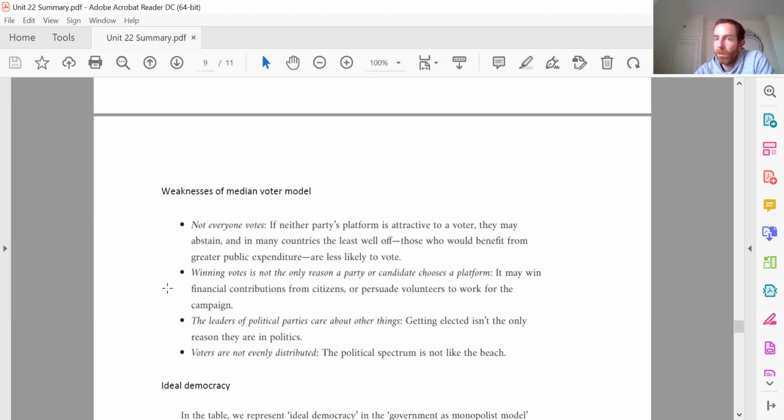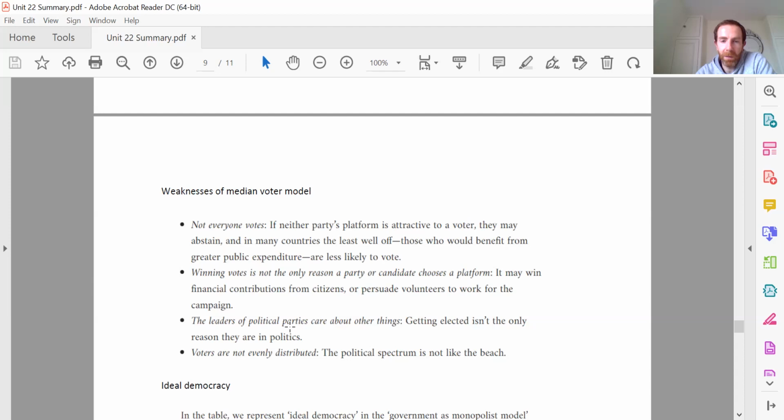Then the whole median voter model, the idea is to try and maximize your voter share, but that's not the only reason that people choose a particular platform. They might actually believe in the particular platform. It's not just about trying to get as many votes as possible. They actually maybe have some principle to it, or a little bit more cynically, they are trying to get particular wealthy citizens to contribute financially, or they're trying to persuade activists and volunteers to work for the campaign. So that could influence their position. It's not just about maximizing voter share.